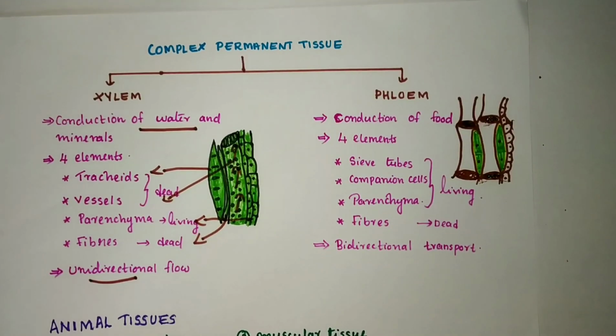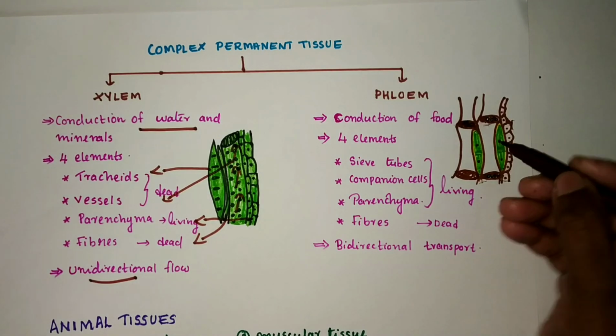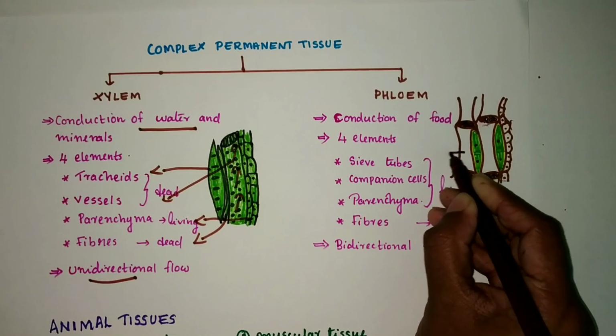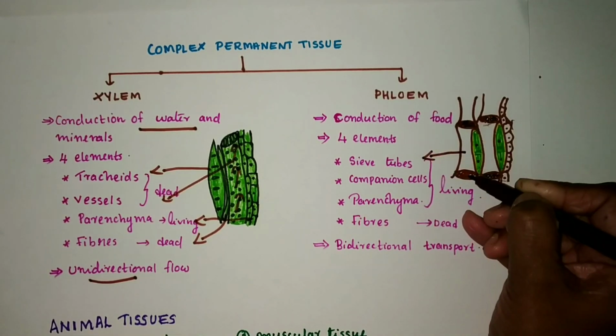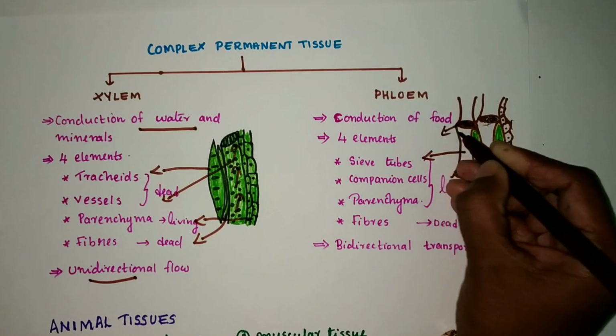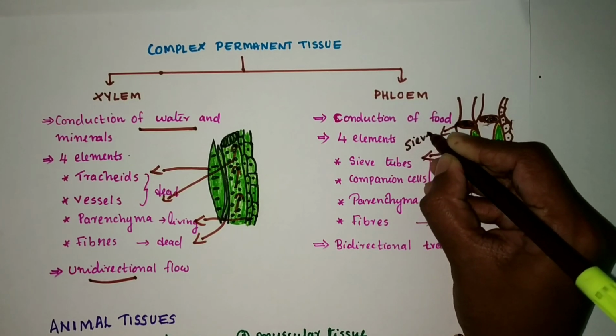The main function of phloem is conduction of food. Leaves will prepare food and all other parts of the plant will get food with the help of the conducting tissue, that is phloem. Phloem has 4 elements: sieve tubes, companion cells, phloem parenchyma and phloem fibers. Except phloem fibers, all other cells are living. And here you can see these we call sieve tubes. The connection between two sieve tubes is made with the help of a plate, which we call the sieve plate.